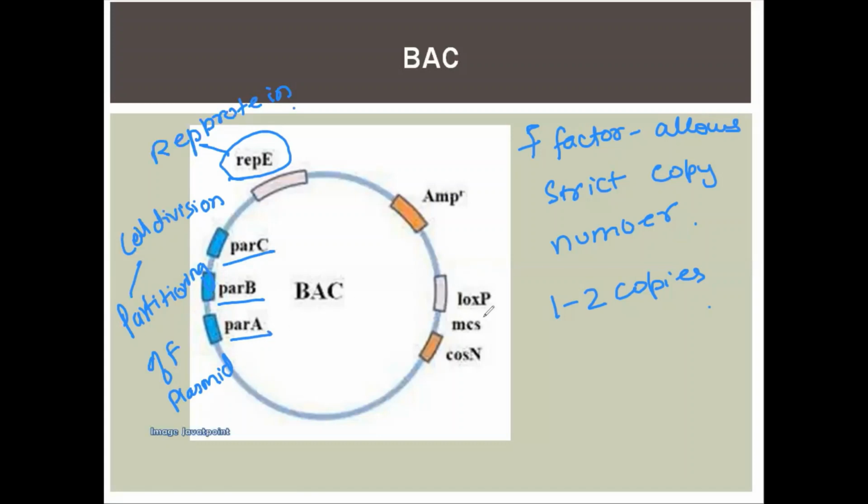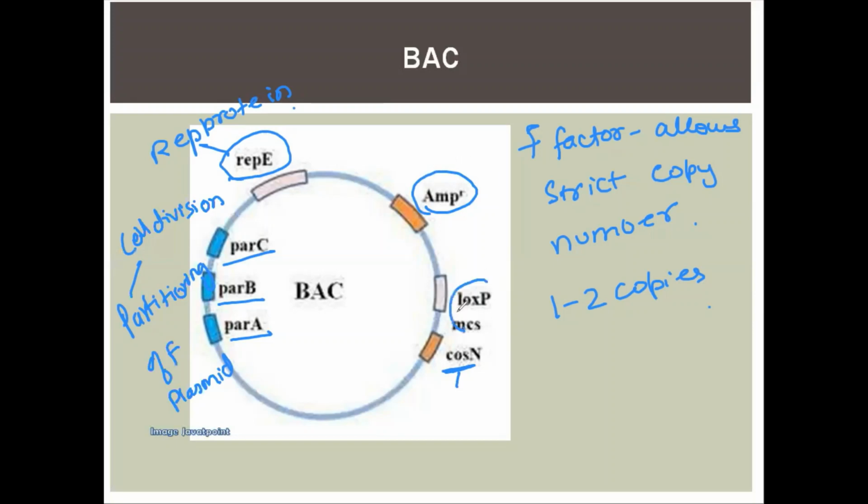Now, what is this cosN? You know about the cos site from when we did cosmid. I'm just giving a very basic cosmid example. The cos site is present in the lambda phage. This cos site is highly important because it gives rise to sticky ends. So cosN is also present here. Now, you have resistant genes, which have been used as markers. Here you have the ampicillin resistant gene.